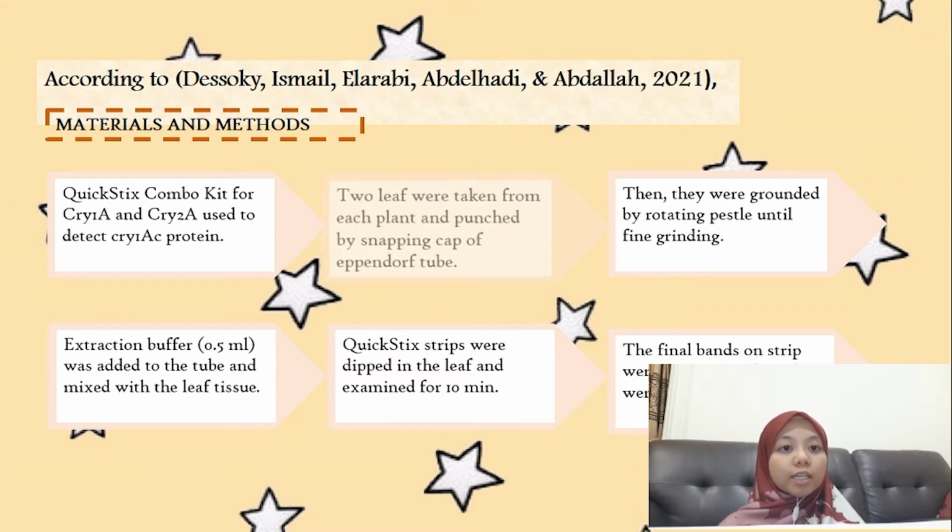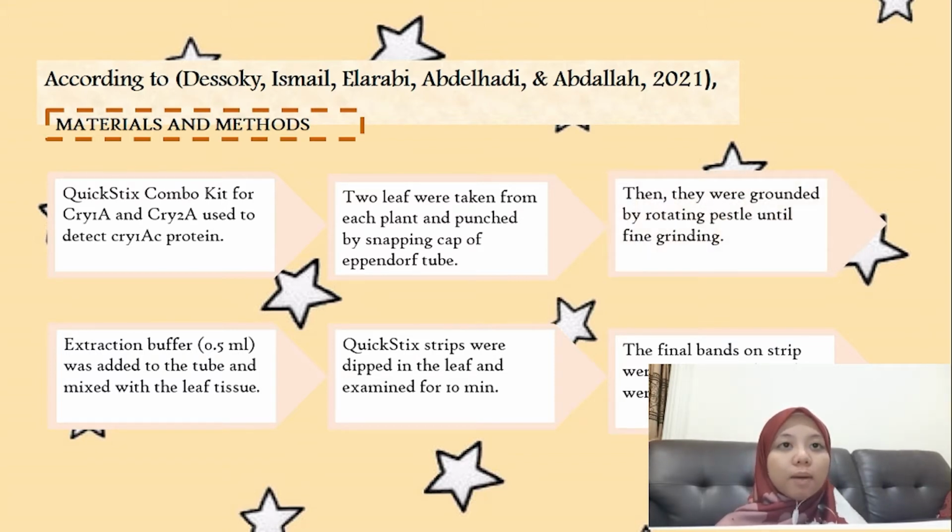Two leaves were taken from each plant and punched by snapping the cap of an Eppendorf tube. Then, they were ground by rotating a pestle until finely ground. The extraction buffer of 0.5 ml was added to the tube and mixed with the leaf tissue. QuickStix strips were dipped in the leaf extract and examined for 10 minutes. The final bands on the strip were present and results were recorded.